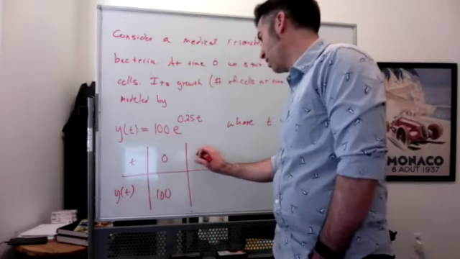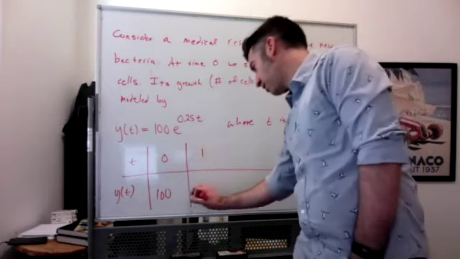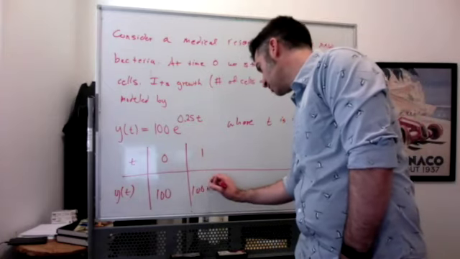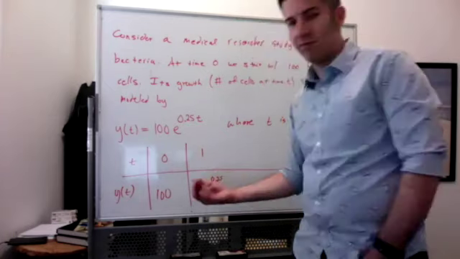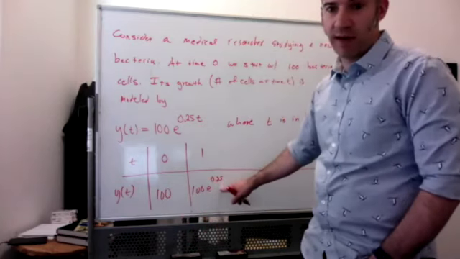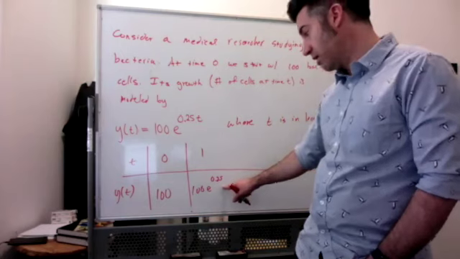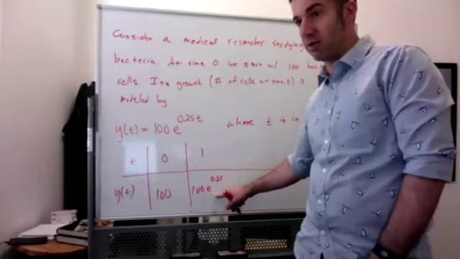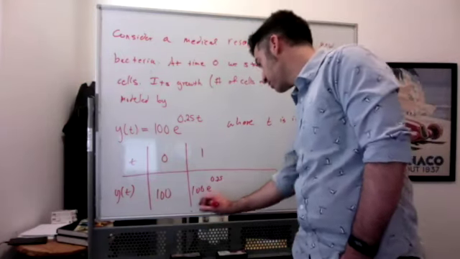If time is 1 hour, I'm going to get 100 times e to the 0.25 times 1, which is 0.25. And e to the 0.25 is approximately 1.28, and 100 times 1.28 is approximately 128.